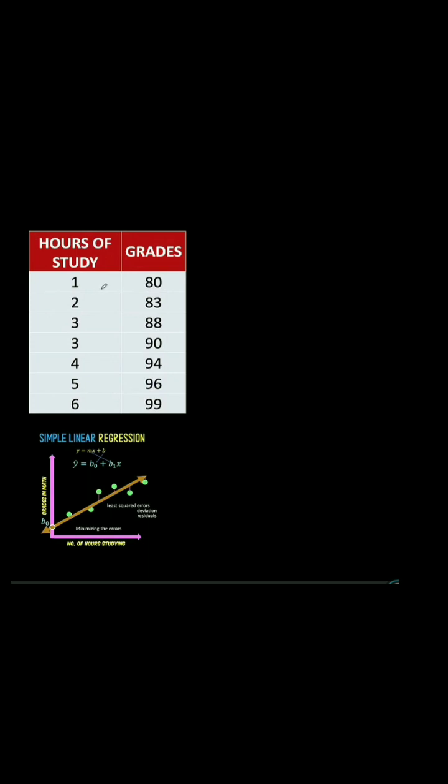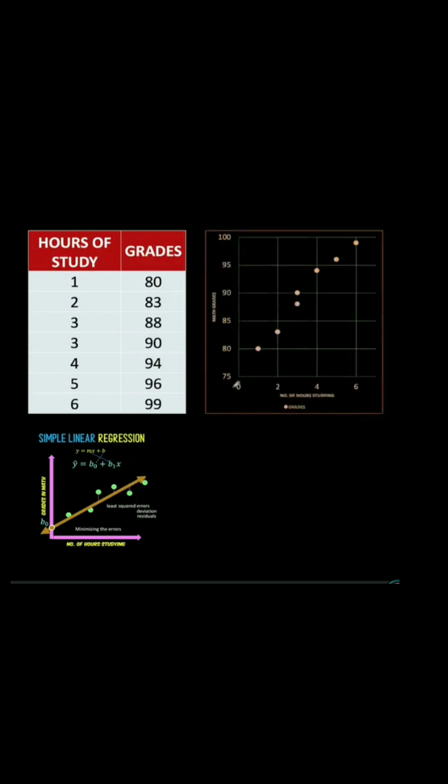To make that concrete, let's say we have this example. For 1 hour of study, the grade in mathematics is 80. For a student who studied 2 hours, his grade is 83, 3 hours 88, 3 hours 90, 4 hours 94, 5 hours 96, and 6 hours 99. Our goal is to model this data using simple linear regression. So let's construct the scatter plot. In the horizontal axis, we have the number of hours of studying.